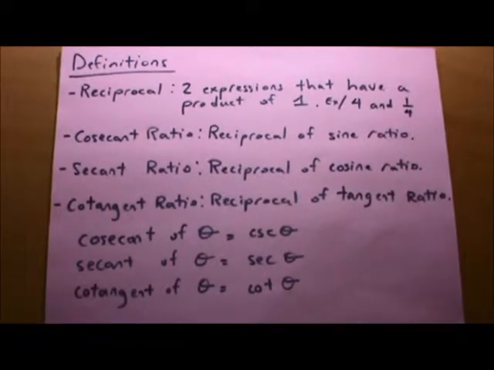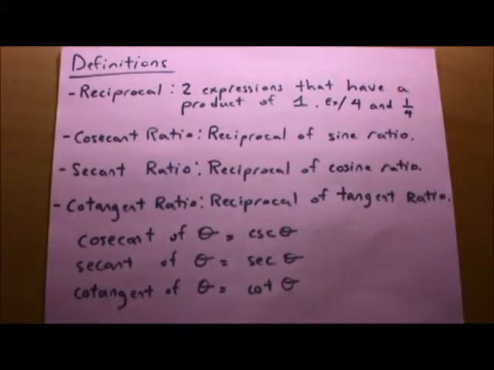The abbreviated form of cosecant is CSC. The abbreviated form of secant is SEC. And the abbreviated form of cotangent is COT.